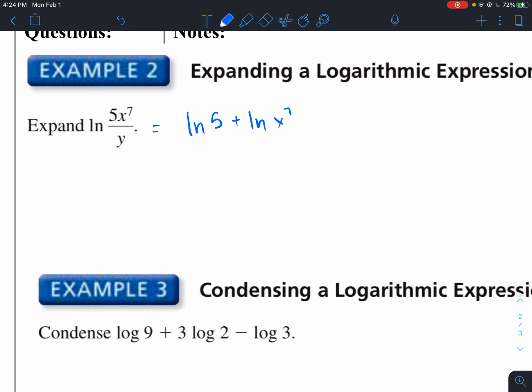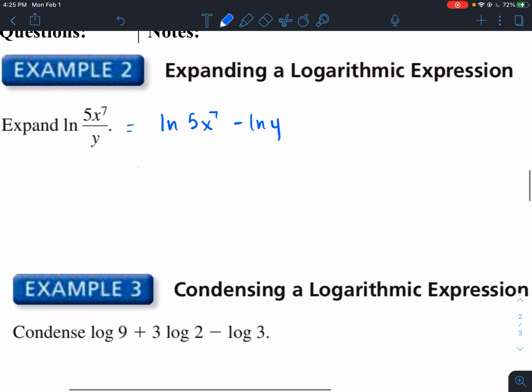Another, probably more efficient way to do this would be to show the division first. So I can change this to be the natural log of 5x to the 7th, not separated yet, and then because we're dividing by the y, we can use the quotient property and expand this to be minus the natural log of y. So that's using the quotient property.